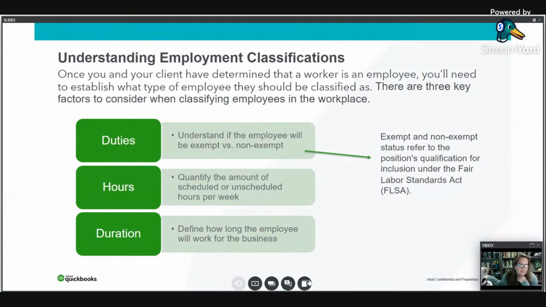The other thing is hours. This is the number of hours per week. So that duty is the commitment, right? And then the hours are going to be the number of hours per week, whether they're full-time or part-time employees. And then the duration, which would be the length of the employment. Are they going to be seasonal, temporary, or possibly an intern?